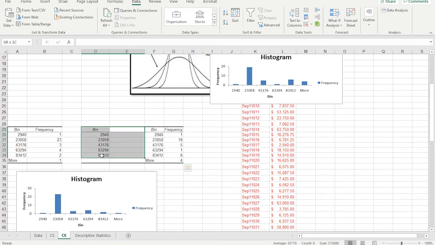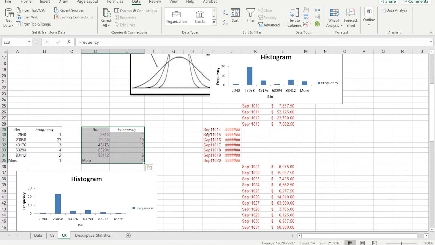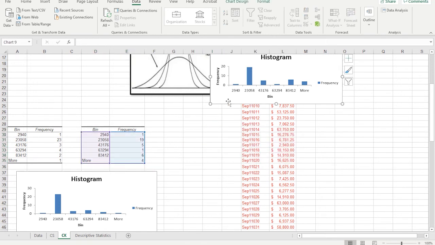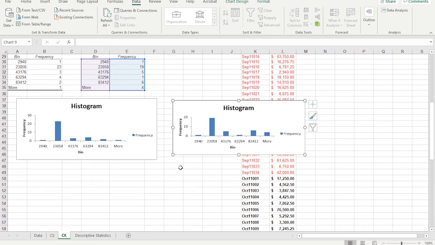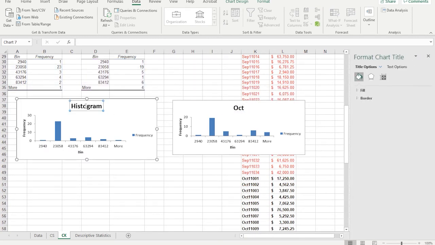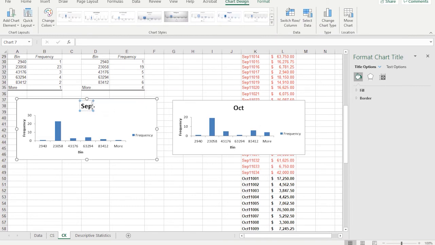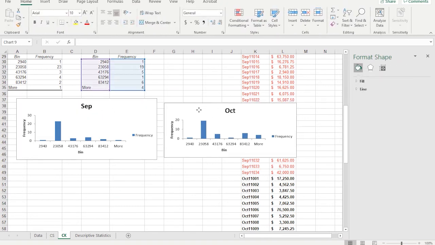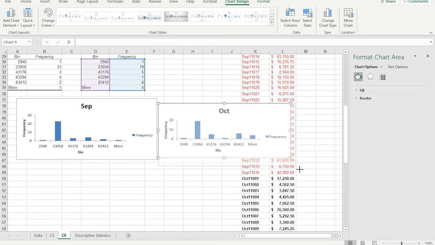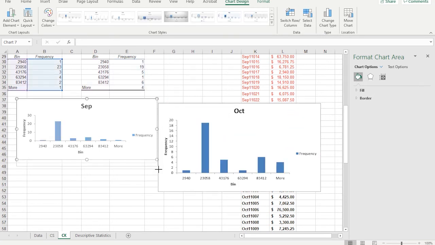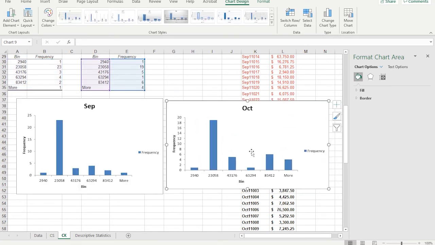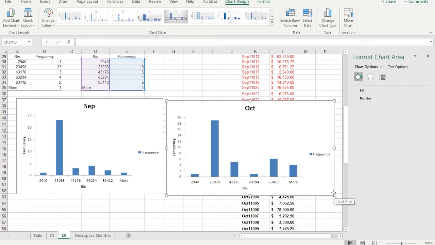Now I can go ahead and delete this since I don't need it anymore. And I'll just pull that back to the right. All right. So now I have two histograms. One's for October. So I believe this one right here is for October. This one right here is for September. All right. And I'm going to resize them and take a look.